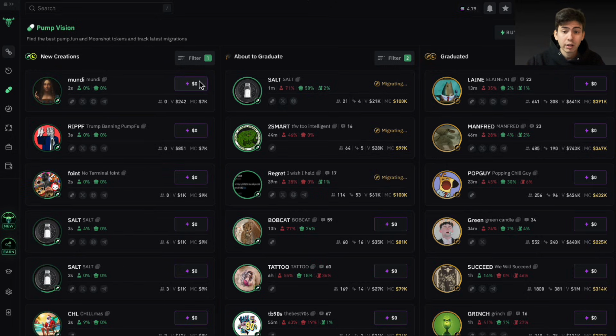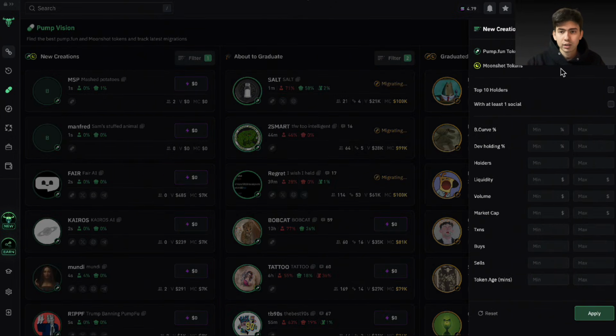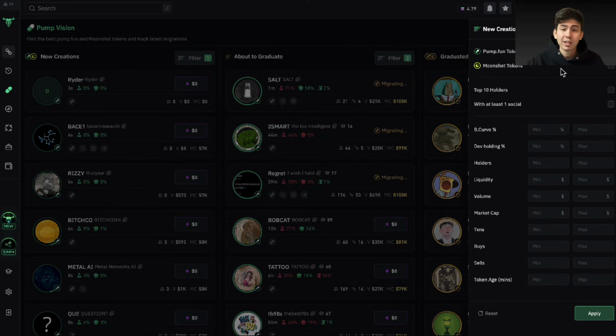So the first filter that I actually use is that I check moonshot tokens. By default, moonshot tokens in the new creations filter are enabled, so you are able to see moonshot tokens in addition to your Pump Fun tokens. I personally think that there's a lot more good tokens that are deployed on Pump Fun, and there's a lot more volume. That's why I like to keep moonshot tokens unchecked. However, if you trade moonshot tokens or you are planning on trading moonshot tokens, that's completely fine, and you can leave this filter untouched.